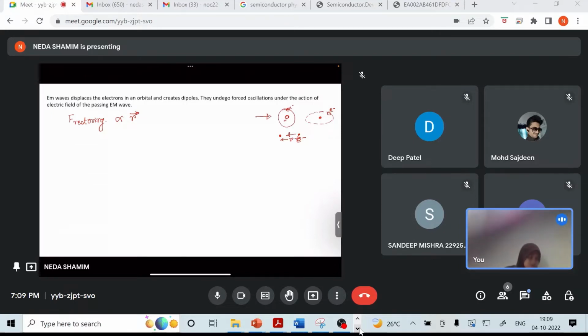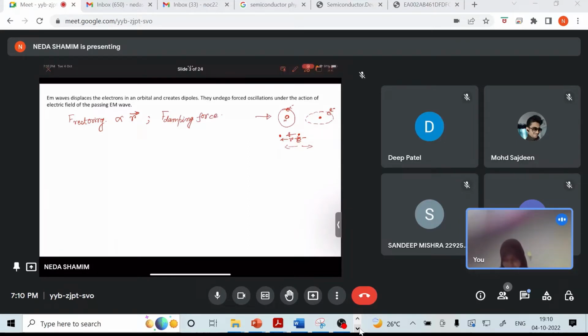The other force is that these electrons will be oscillating, like a pendulum. There will be a damping force associated with it, and this damping force will be proportional to the velocity. So another force that will be acting on this would be a damping force, F damping. This F damping will be proportional to the velocity of the electron.